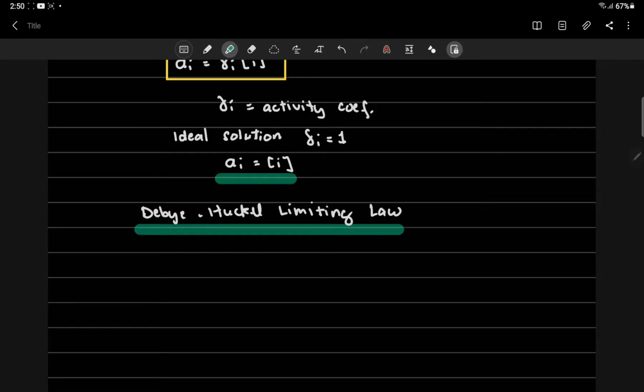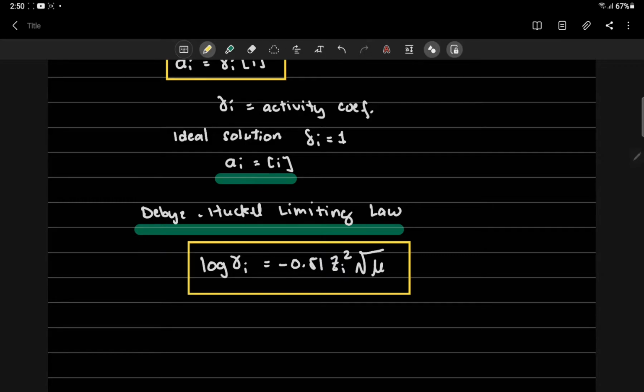And basically, the equation that arises from this theory will give you the activity coefficient equation. And that will be in the form of, so you'll have log of the coefficient equals minus 0.51, okay, z squared times square root of mu. Now, let's define kung ano tong mga variables and parameters na nakapaloob sa equation ito.